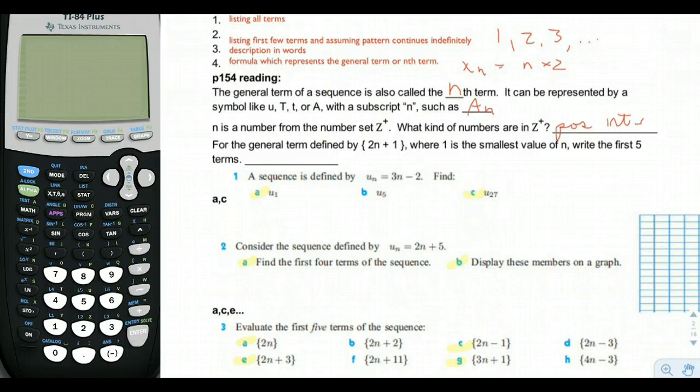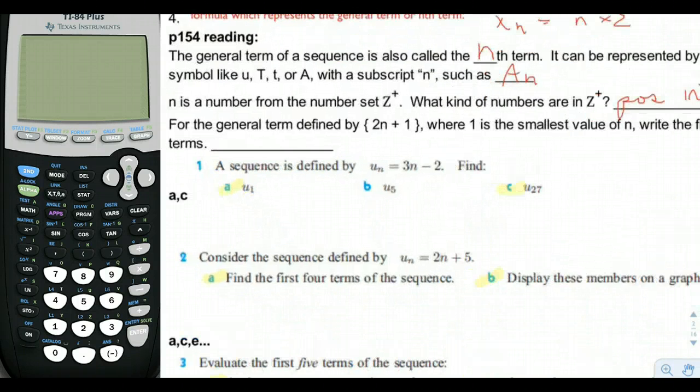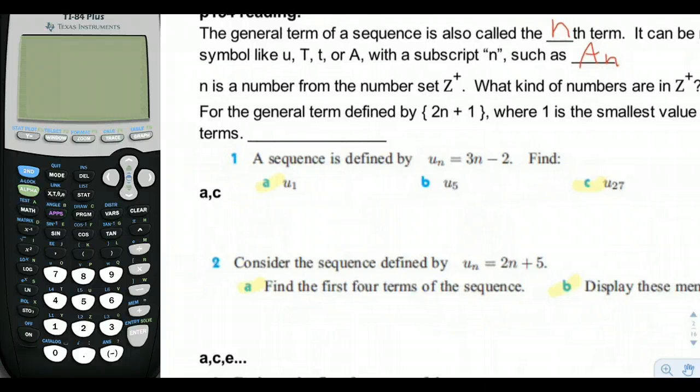For the general term defined by 2n plus 1, where 1 is the smallest value of n, write the first 5 terms. Okay, so the first term would be 1 times 2 plus 1, which would be 3. The second term would be 2 times 2 plus 1, which would be 5. The third term would be 3 times 2 plus 1, which is 7. And now you can already kind of guess what the other numbers are going to be, right?